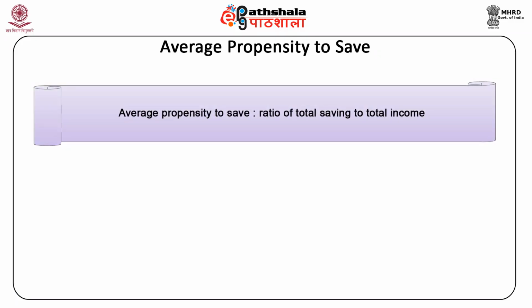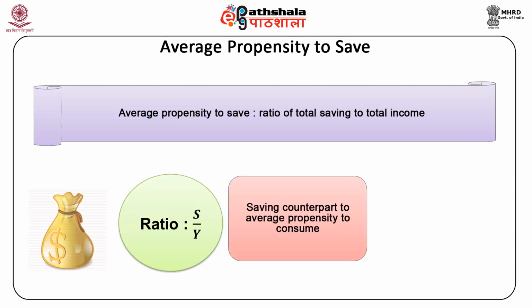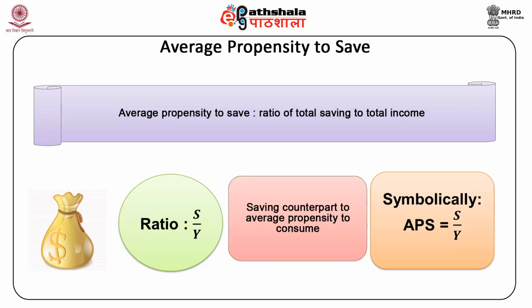Average propensity to save is defined as the ratio of total saving to total income. This ratio is given by S/Y. It is the saving counterpart to the average propensity to consume. Symbolically, it is denoted as APS = S/Y.